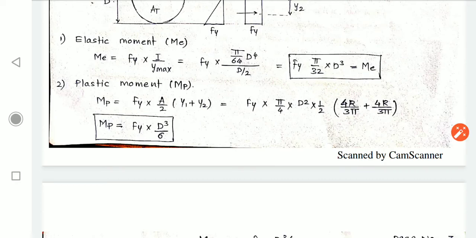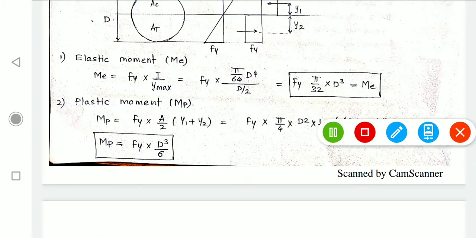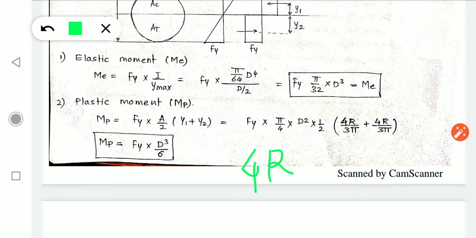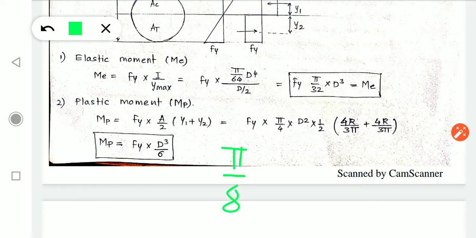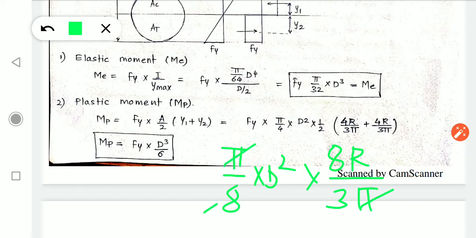Yes, 4r plus 4r, which gave us 8r divided by 3 pi. Further if we solved it, pi by 4 into 2s are 8 into d square into 8r divided by 3 pi. So this pi gets cancelled, this 8 and this 8 get cancelled. So we remained with d square into r divided by 3.